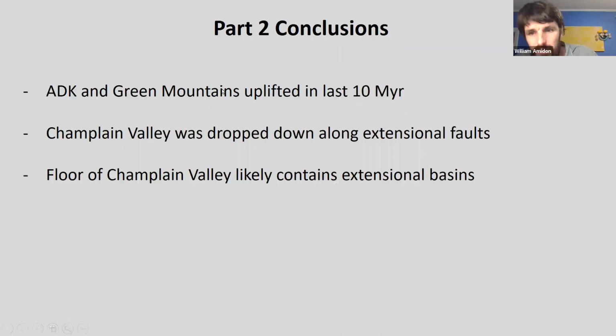Okay, so to wrap up part 2, what we're basically saying is the Adirondacks and the Green Mountains were uplifted sometime in the last 10 million years, which is quite recent. The Champlain Valley was probably dropped down along extensional faults. These are essentially over by Crown Point, Ticonderoga, and then over by East Middlebury. And the floor of the Champlain Valley itself may contain smaller extensional basins. It's possible the Lemon Fair Valley itself is one, but we don't have a lot of direct evidence of that.